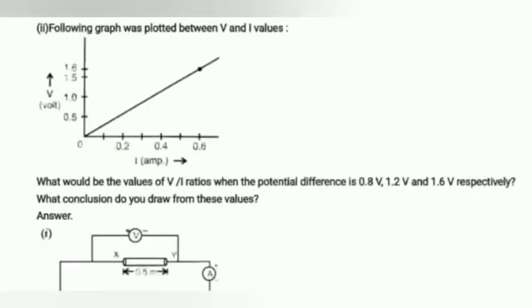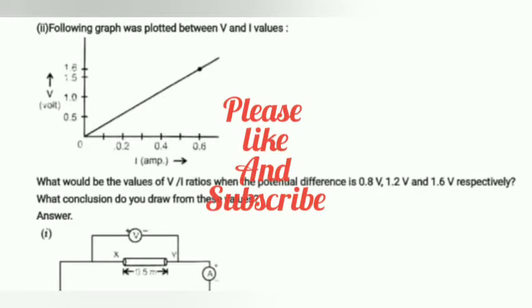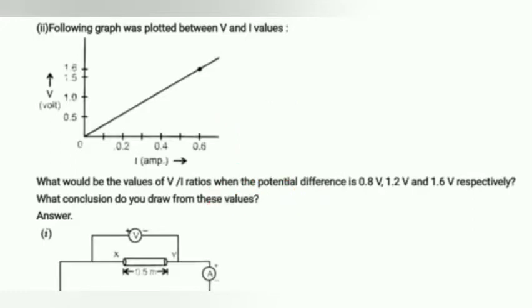Hello students. So the question that we are going to discuss today is, you can see the question. The following graph was plotted between V and I values. So you can see the graph. What would be the values of V by I ratio when the potential difference is 0.8 volt, 1.2 volt and 1.6 volt respectively?